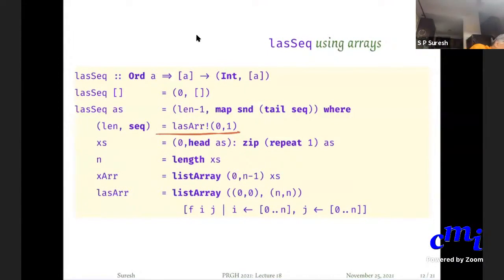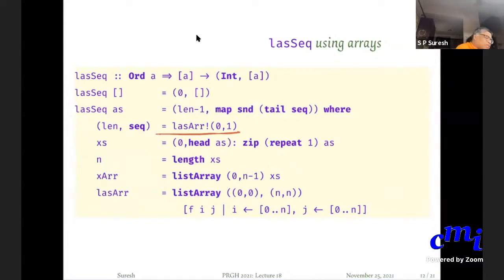My original list I transformed by doing this, right? 0, head as, followed by zip repeat 1 as. So my original list I have turned into a list of pairs, where the first part is only there to provide some ordering. So I should drop that part. I should map second. That is the final result that you produce. The rest is as usual.